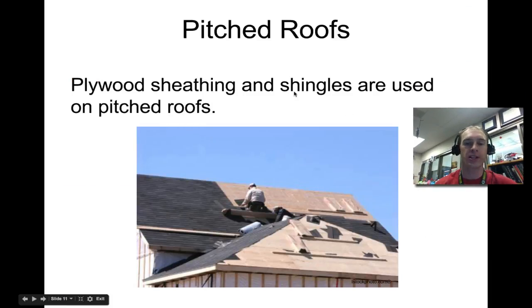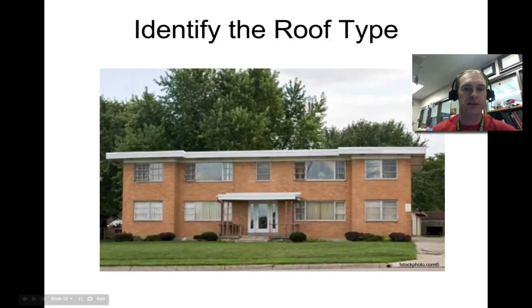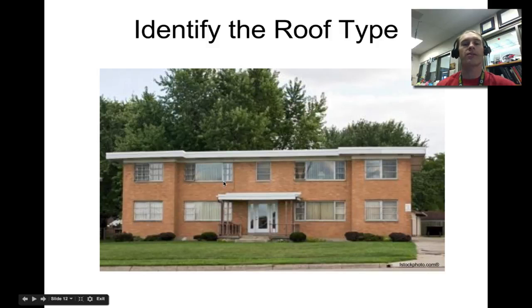So we have pitched roofs. Pitched roofs have plywood sheathing, and then underneath the plywood sheathing you have tar paper. You can see it sticking out on the edge here. And then after that is shingles, and we have already looked a little bit at that when we looked at our wood frame systems. So take a look at this, see if you can identify the roof type.